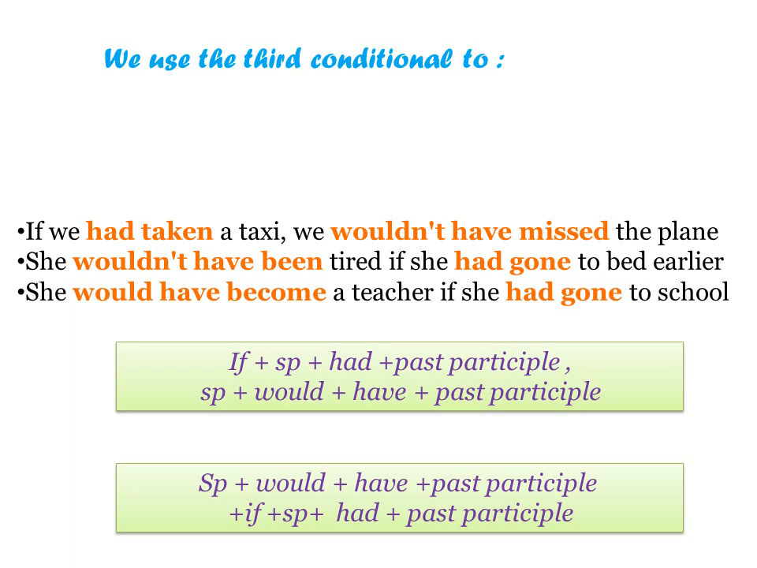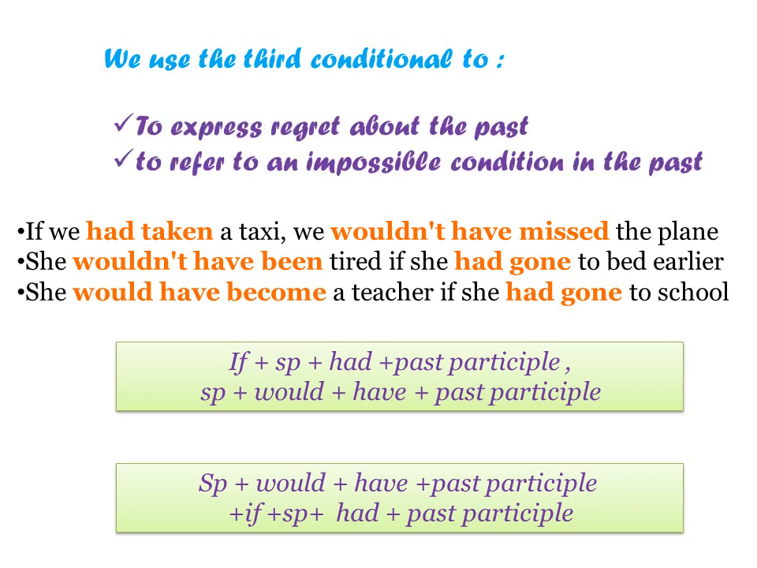Now the question: when to use the third conditional? We use it to express regret about the past. We cannot change the past, it's too late. Or to refer to an impossible condition in the past. We cannot change the past. We cannot cry over what has already broken.